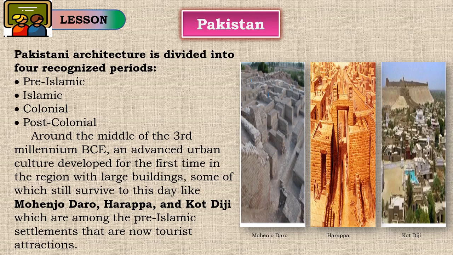Around the middle of the 3rd millennium BCE, an advanced urban culture developed for the first time in the region, with large buildings, some of which still survive to this day, like Mohenjo-daro, Harappa, and Kotdigi, which are among the pre-Islamic settlements that are now tourist attractions.